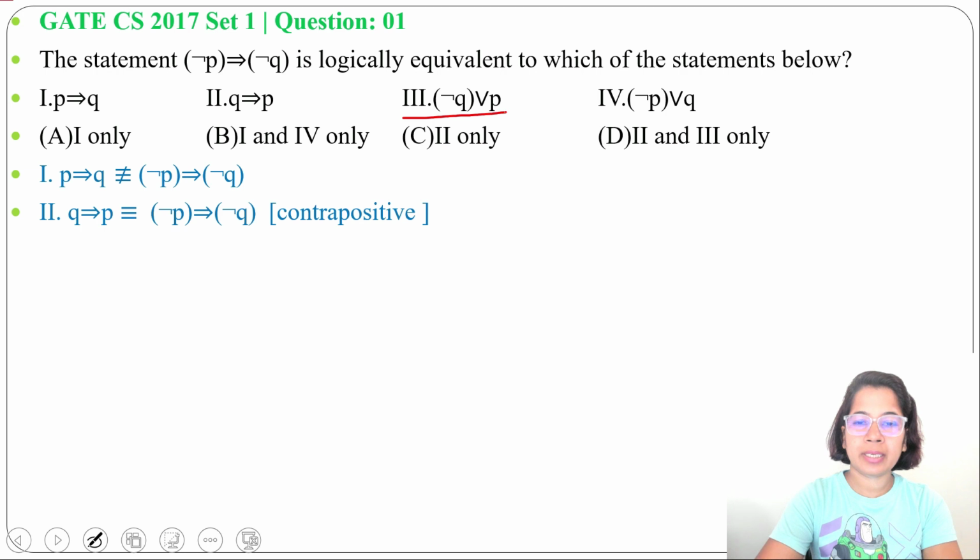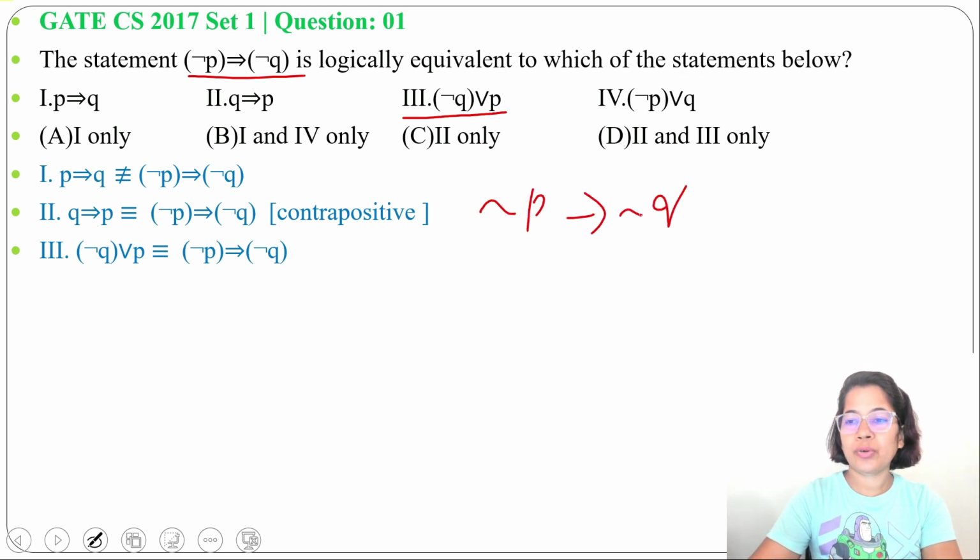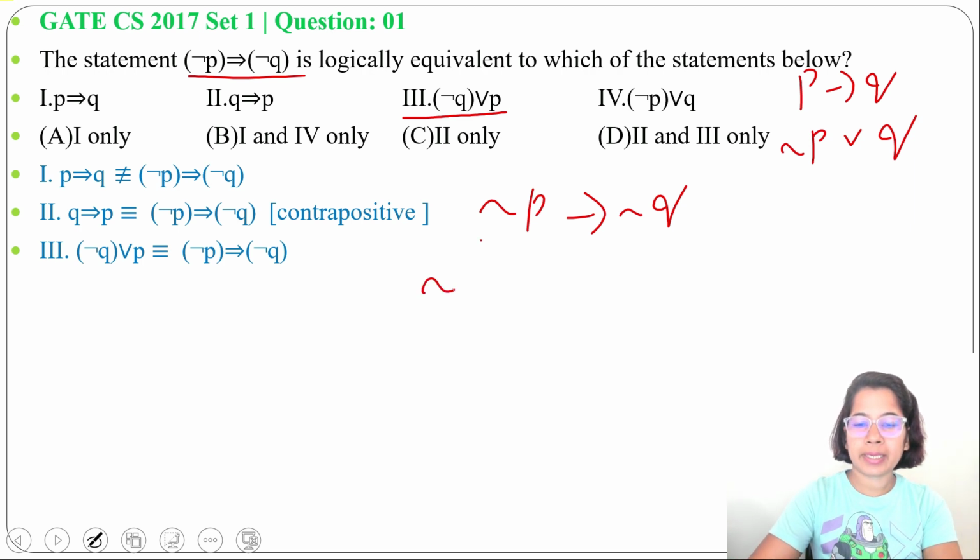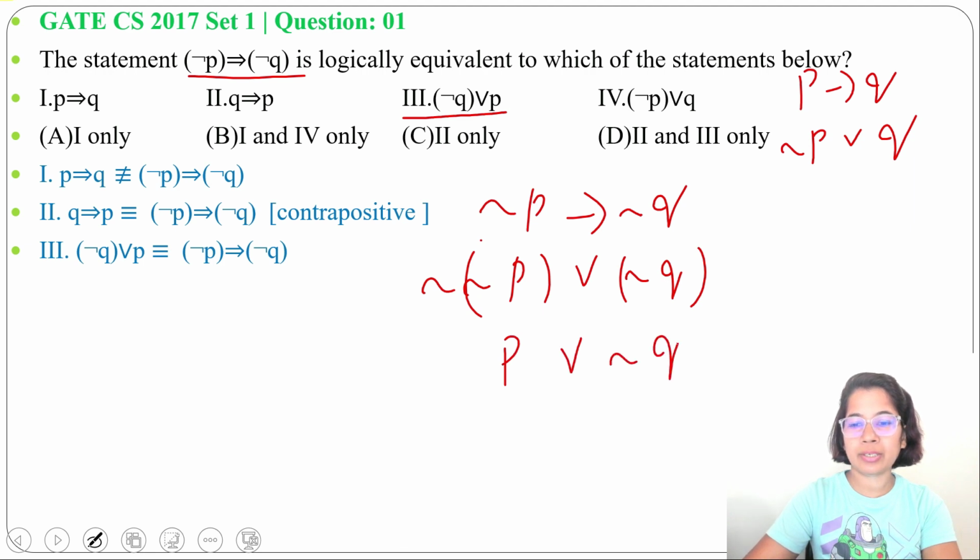Next, statement 3, negation Q or P. Is this logically equivalent? Here it's given negation P implies negation Q. We know if P implies Q, we can write that as negation P or Q. So here we can write negation of negation P or negation Q. Now negation of negation P is simply P, or negation Q.